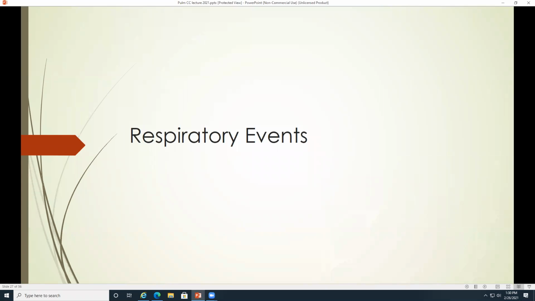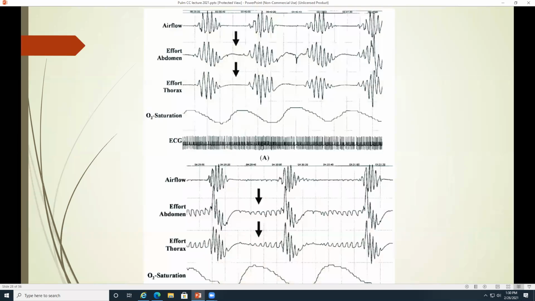So let's talk a little bit about respiratory events. Here's a quick example of what they're going to look like. The top half here are central events. You have the airflow and then the effort. With a central event, you're going to have lack of flow and lack of effort. The bottom half is obstructive. You're going to have lack of airflow, but you're still going to have persistent effort.